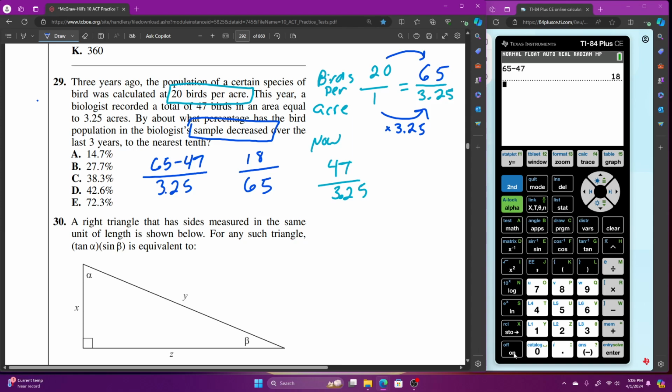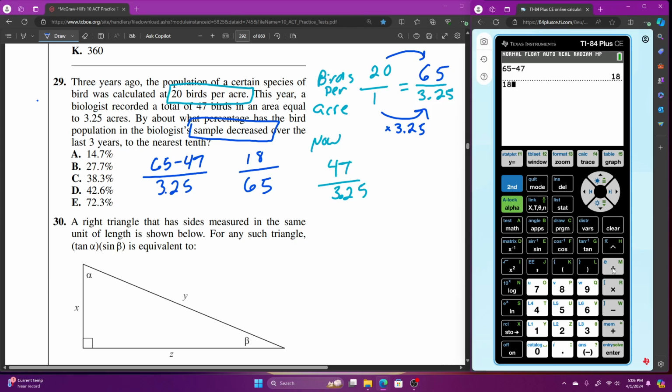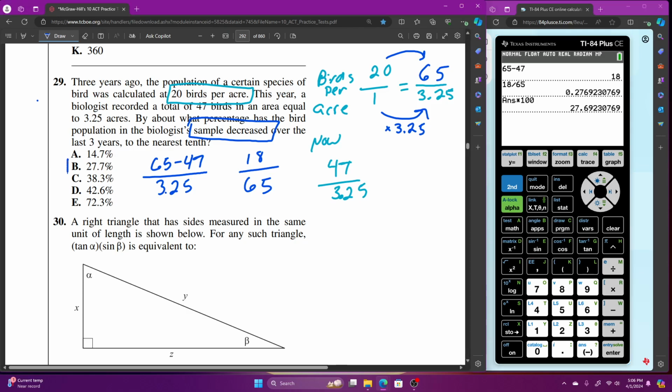So we want 18, our difference, divided by the amount of birds we started with, 65. And now to turn our decimal to a percent, again, we have to multiply our answer times 100. And now we can see the answer rounded to the nearest tenth. 9 tells the 6 to go to a 7, so 27.7. You see why I'm almost ready for a break?